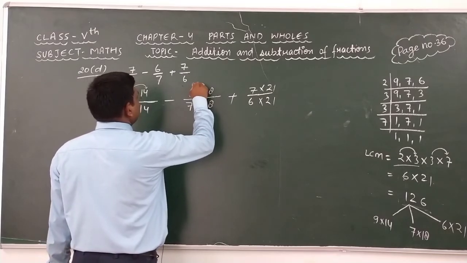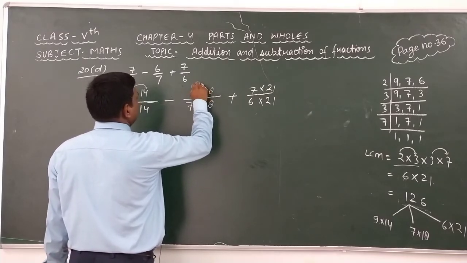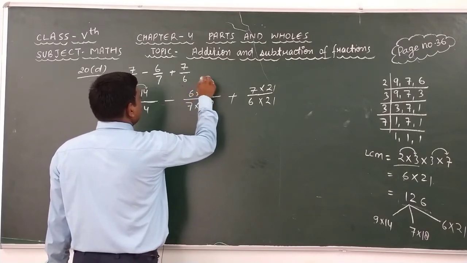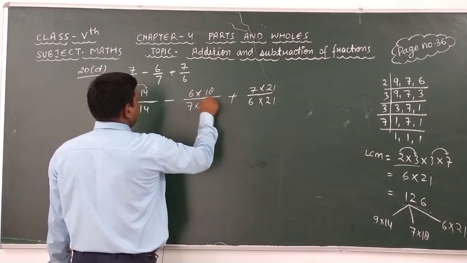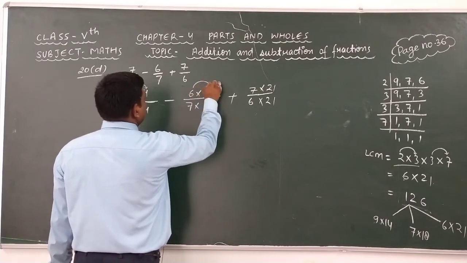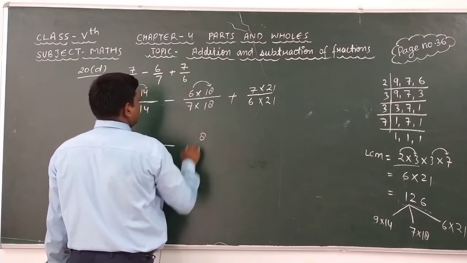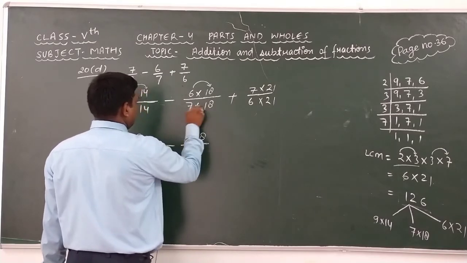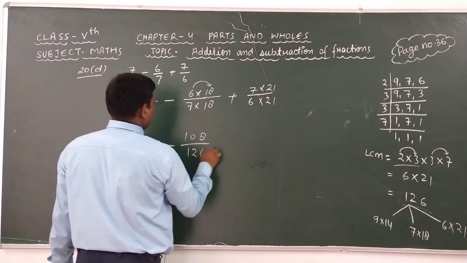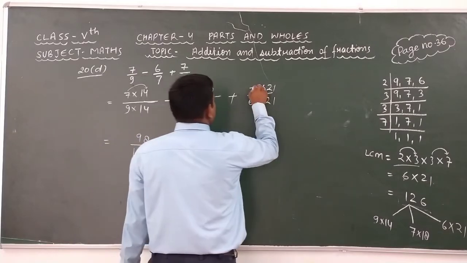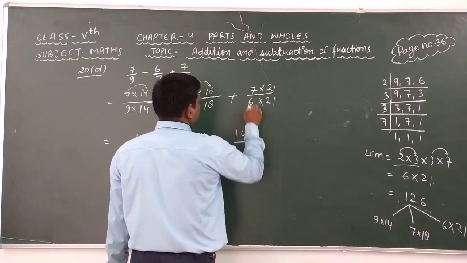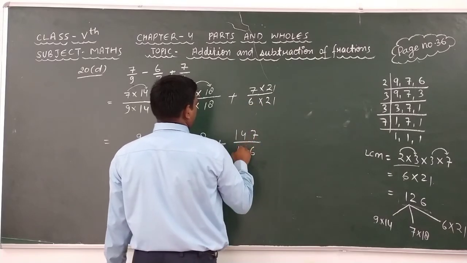Minus, in this fraction, look here carefully, after multiplying these, we get 6 8s are 48, carry 4, 6 1s are 6 plus 4 is 10, over 18 7s are 126, plus 7 1s are 7, 7 2s are 14 over 6 1s are 6, 6 2s are 12.